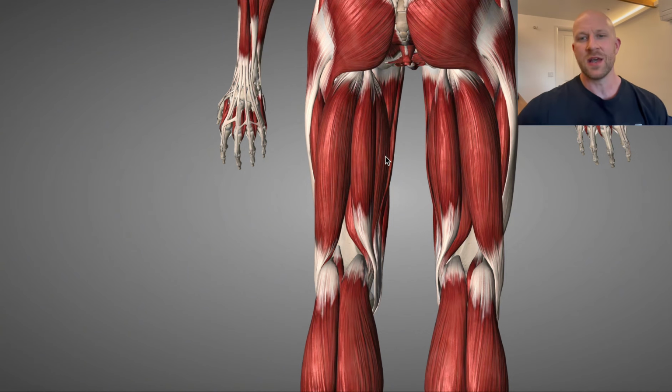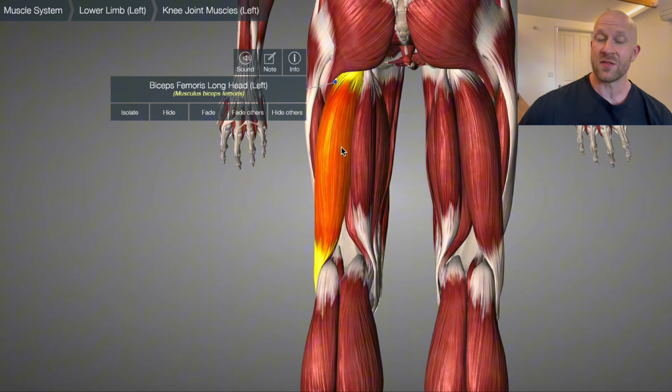The most obvious one's the hamstrings group. Hamstrings are divided into 3 different muscles. We've got biceps femoris, biceps meaning 2 heads. That'll give you a clue as to how many heads this muscle's got. And it's from the femur. This muscle inserts down onto the fibula.